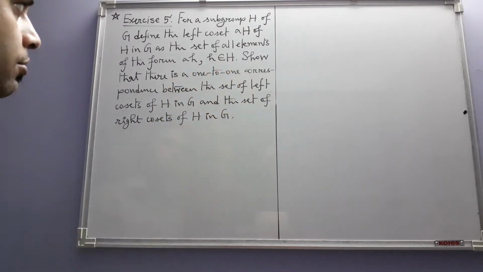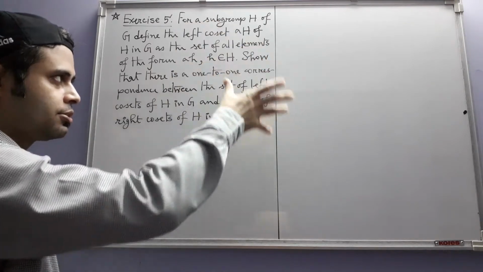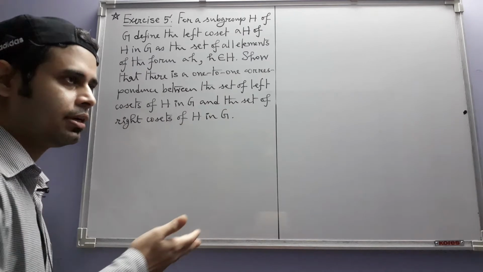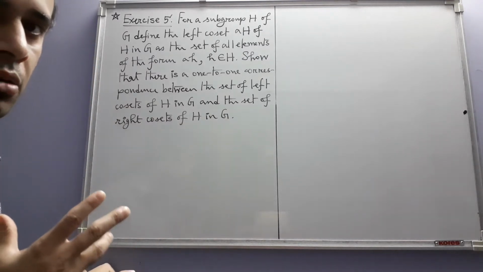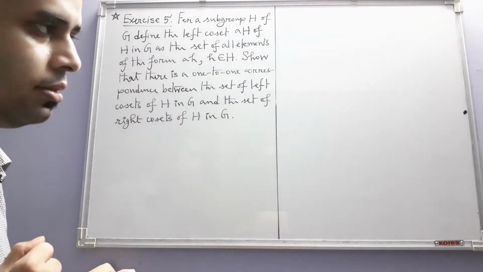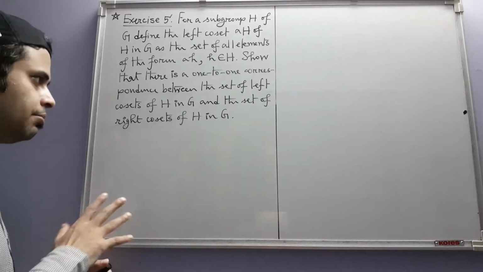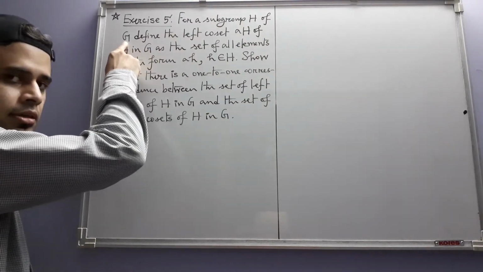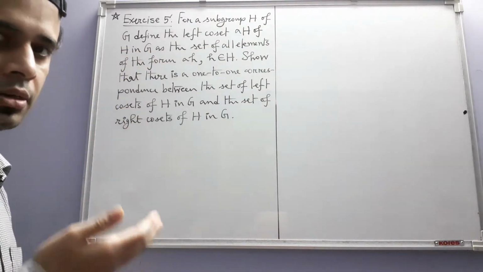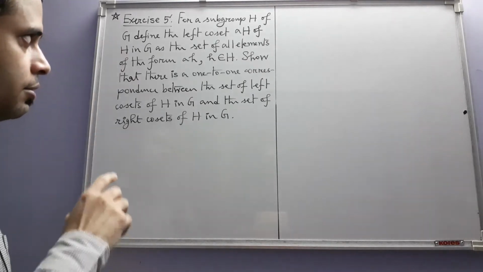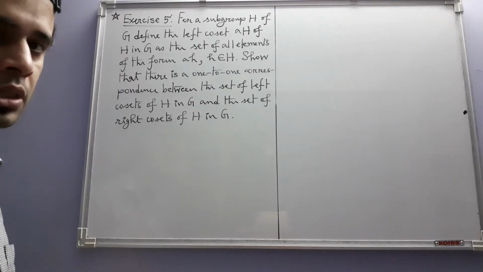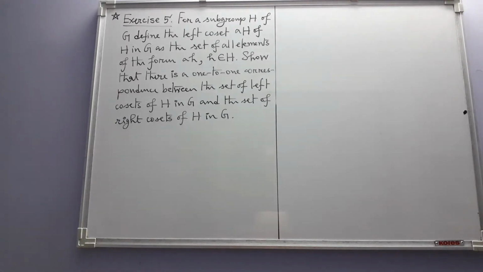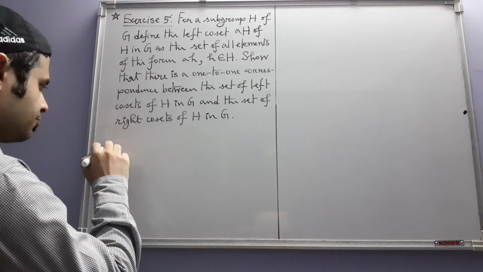Now we have to show that the set of all left cosets of H in G is actually having a one-to-one correspondence with the set of all right cosets of H in G. This in particular means that if H is of finite index in G, that means if there are only finitely many right cosets of H in G, then there will also be finitely many left cosets of H in G, and the two numbers will be equal. Okay, so let us see how we can solve this.